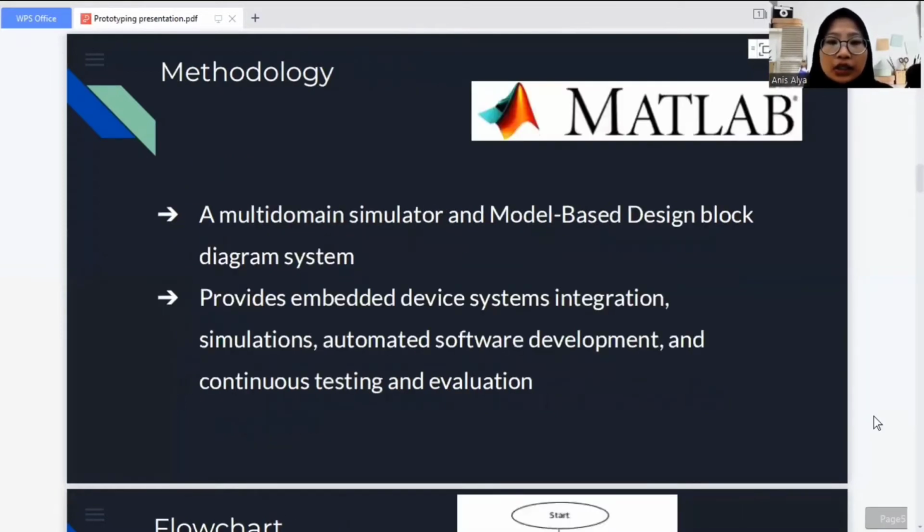Next, methodology. Simulink is a multi-domain simulator and model-based design block diagram system. It provides embedded device systems integration, simulations, automated software development, and continuous testing and evaluation. It is MATLAB integrated, allowing the incorporation of MATLAB computations into models.